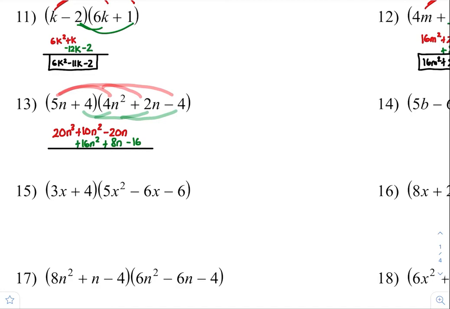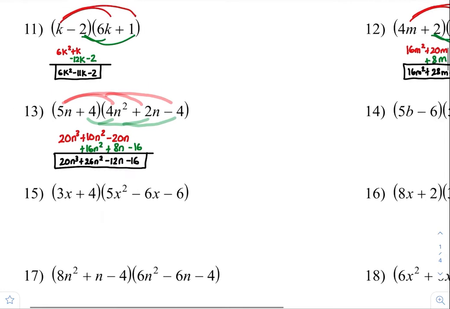Combine like terms, 20n to the third. 10 plus 16, you guys, is plus 26n squared. Negative 20 plus 8, you guys, is negative 12n minus 16. Alright.